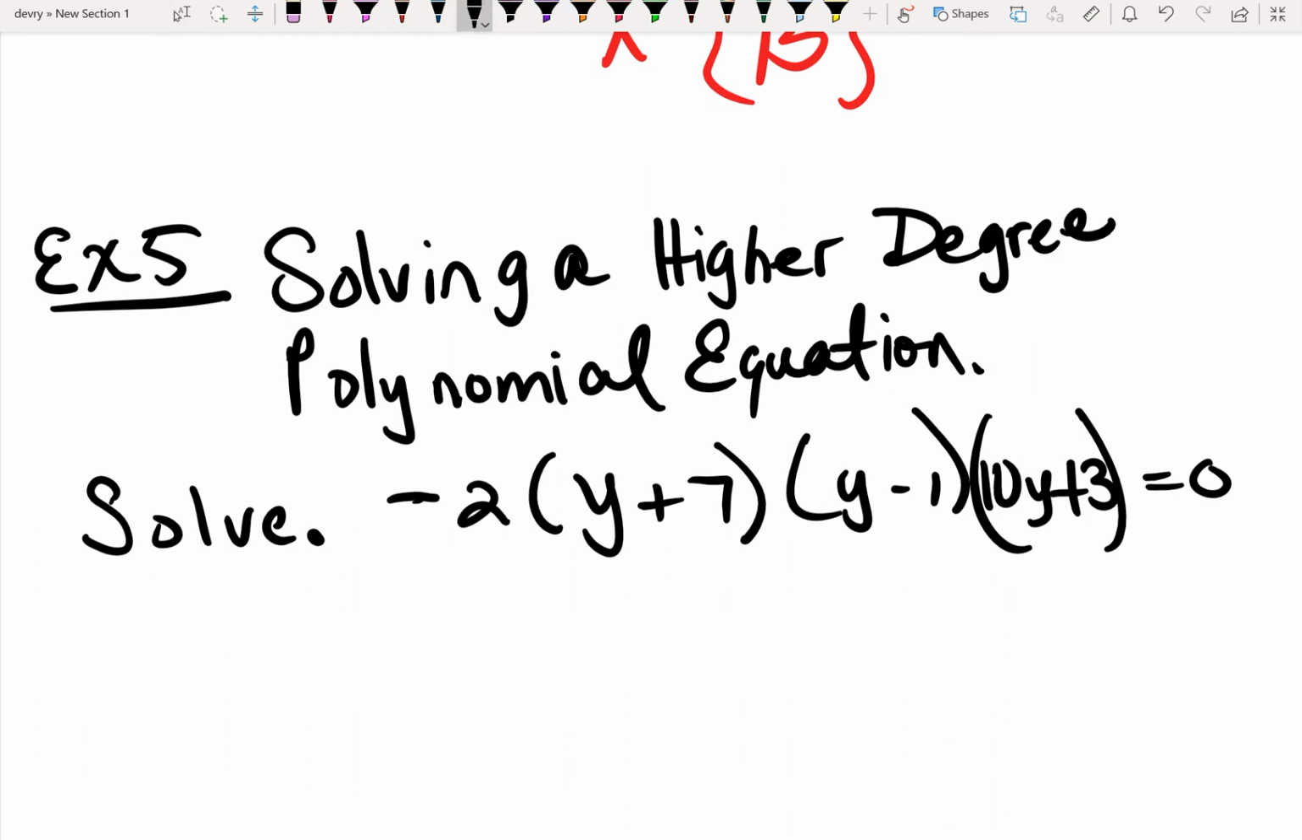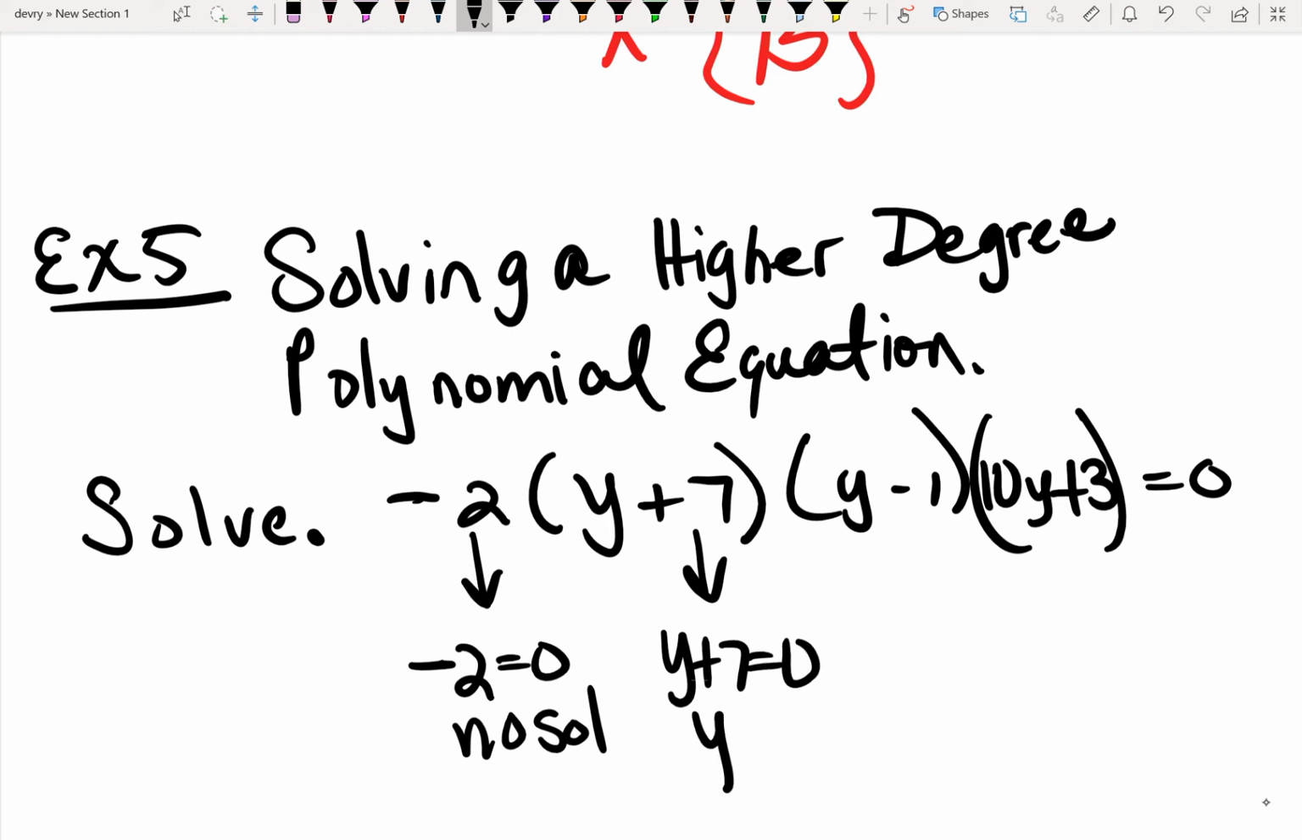So it's already factored for you. This is why it looks ridiculously difficult, but it's actually very easy, because I'm going to look at it in parts. In negative 2, for example, there is no solution. When I look at y plus 7 and set it equal to 0, I get y is equal to negative 7. That's a solution. The keyword here is "or."